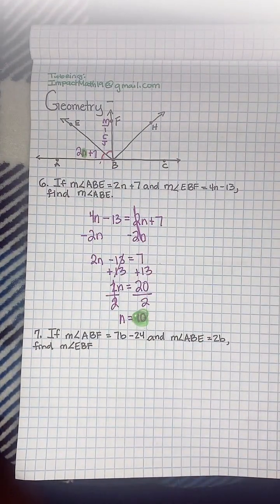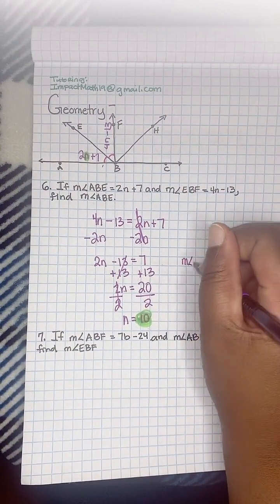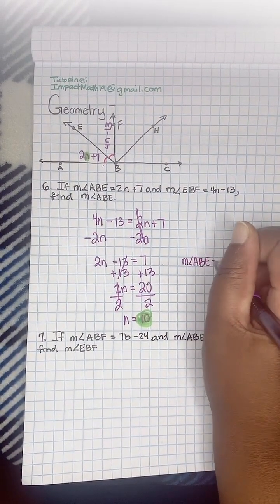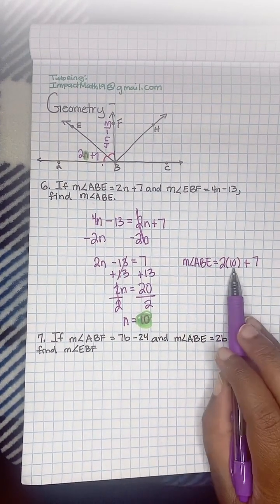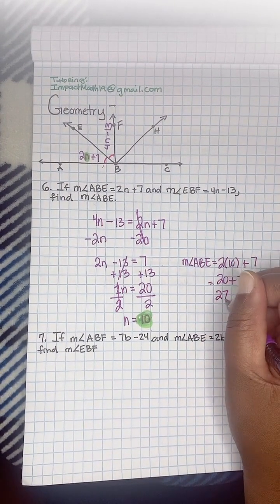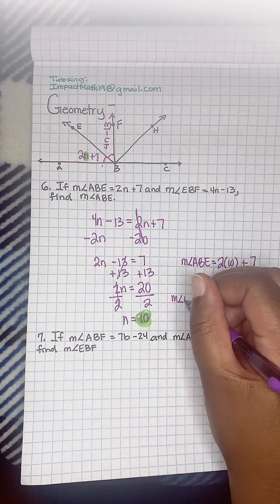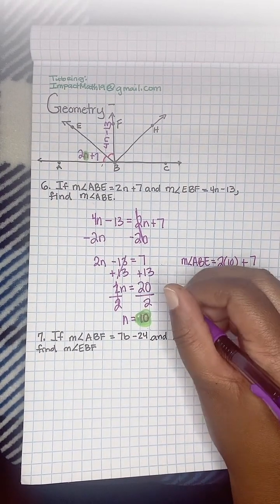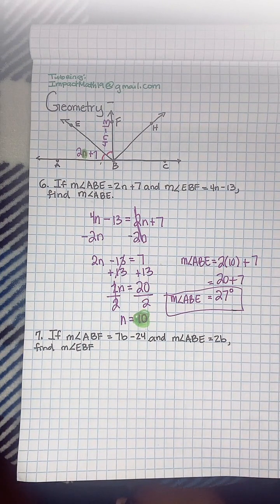this angle right here. Okay. So to get our answer, we have to do 2 times 10 plus 7. And 2 times 10 is 20, plus 7, we get 27. And I should put a degree, right? Because it's an angle. So our answer is 27 degrees. Okay. All right, let's check out the next one.